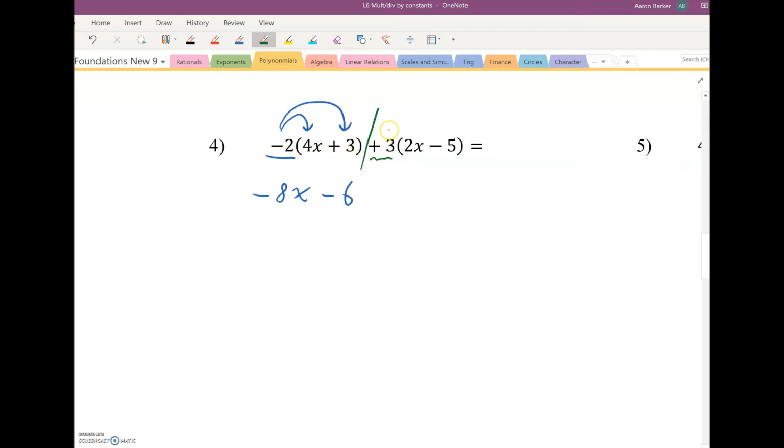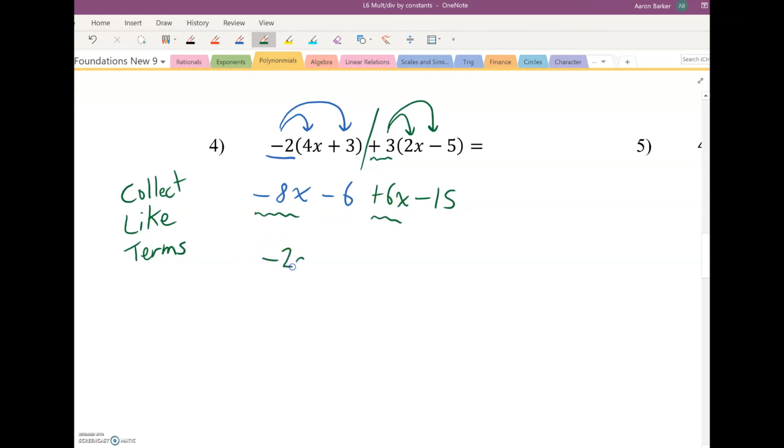Now, I'm going to multiply this positive 3 into the brackets that it is right beside. So the 3 times 2x becomes plus 6x. 3 times negative 5 is negative 15. Now that I've done that, I can now collect like terms. So not simplified yet because terms can be combined together. So I have negative 8x and plus 6x gives me negative 2x. And then I also have the minus 6 and the negative 15, and that gives me negative 21. So I have negative 2x minus 21.